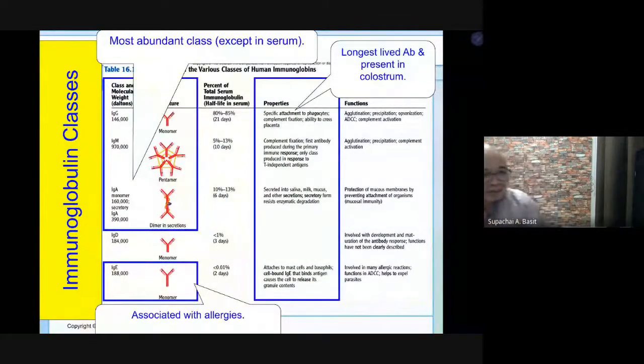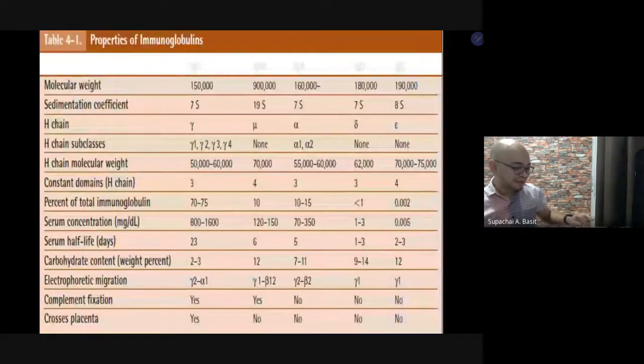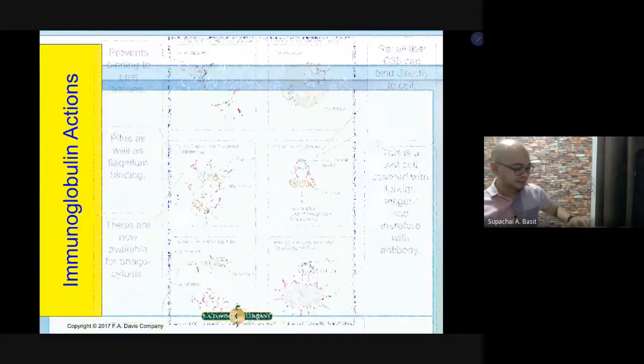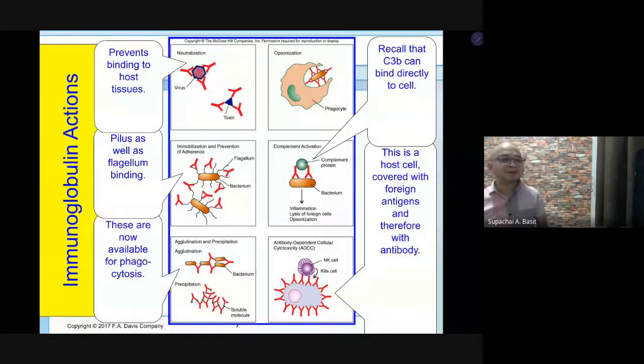So in a nutshell, these are the different classes of immunoglobulins. I hope you'll be studying them. And these are the differentiation of the 5 classes of immunoglobulin. Noteworthy to mention is the sedimentation rate, where S refers to the Svedberg unit. This is the unit of measurement used when you are using ultracentrifugation. The one that has the highest sedimentation rate is IgM because of its high molecular weight. So generally speaking, immunoglobulins can do neutralization, immobilization and prevention of adherence, agglutination and precipitation, opsonization, complement activation, and antibody-dependent cellular cytotoxicity.